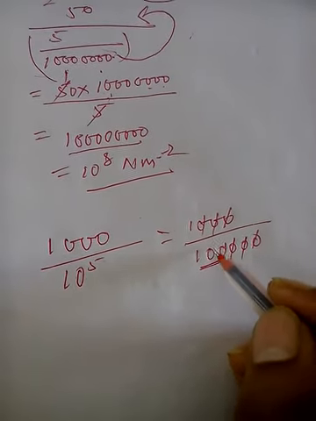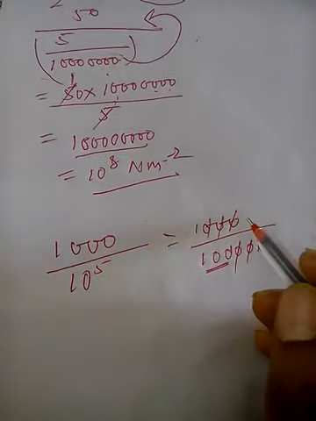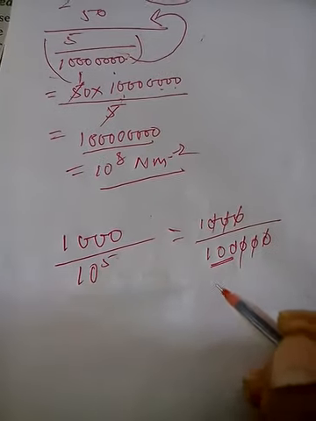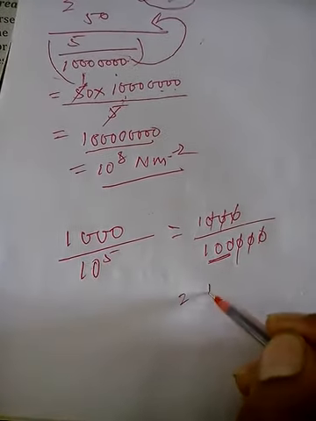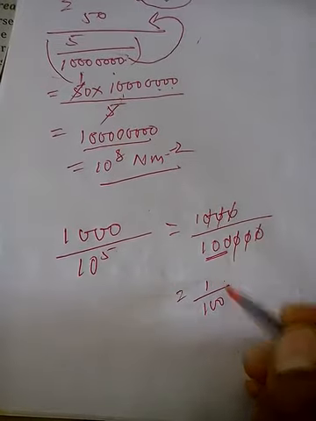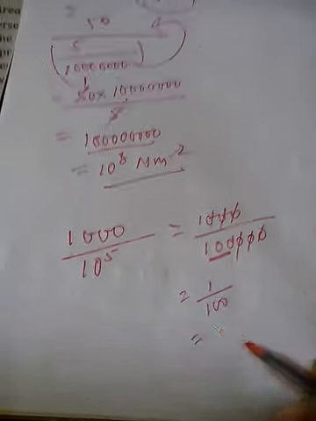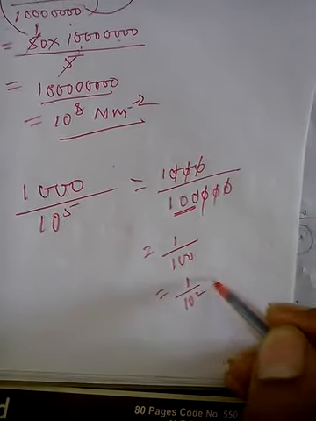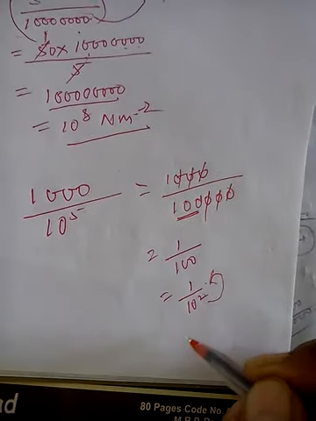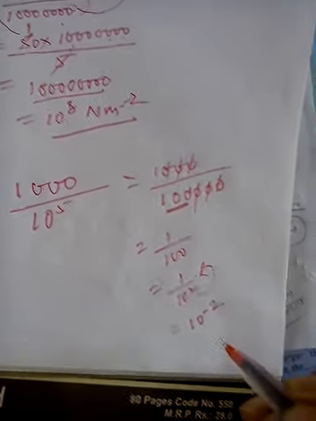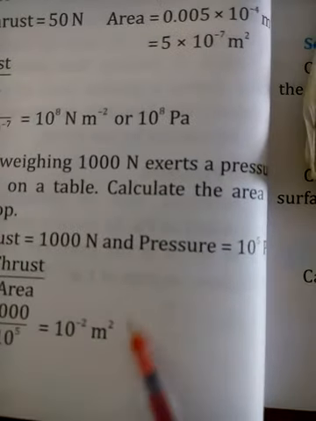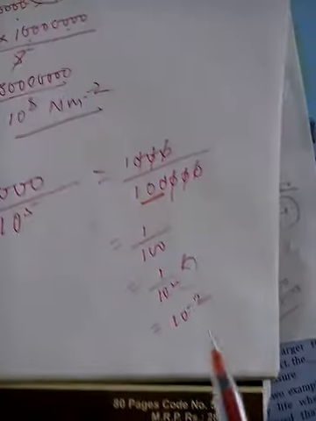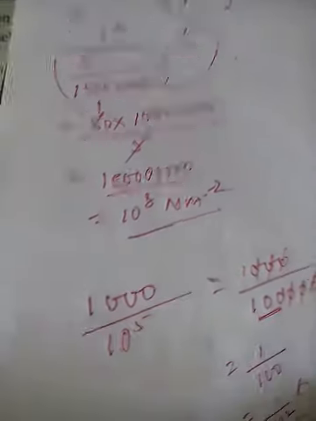Now what did I say? If you bring it to the numerator, then its sign will change. So you can write like this, 1 by 100. So 1 by 100 means what? 100 means 10 square. See, here the power is positive, but if you change it from denominator to numerator, then it will be minus 2. Its sign will automatically change. So here 10 to the power minus 2 meter square. Understood? So practice this nicely.